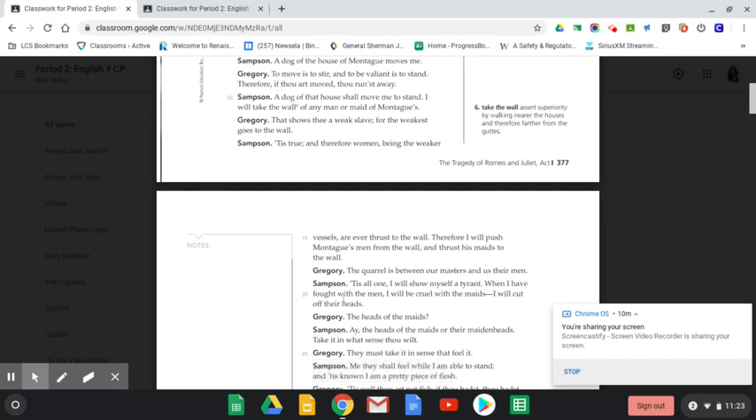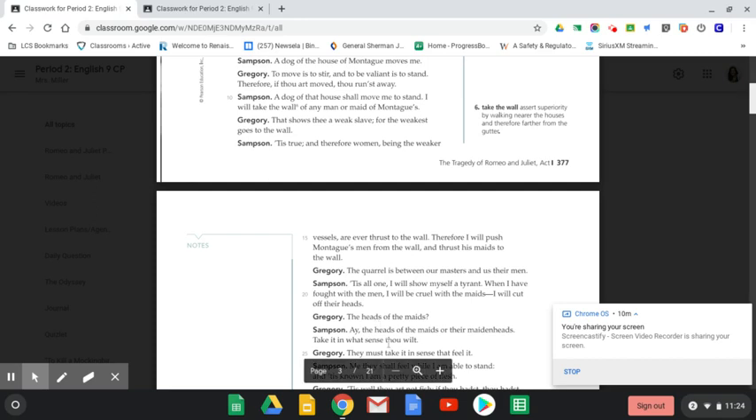And Samson says, "'Tis all one, I will show myself a tyrant. When I have fought with the men, I will be cruel with the maids, and I will cut off their heads." So Samson is basically saying, you know what, I don't care. I'm still going to be cruel, and anyone that's a Montague, I'm going to go after.